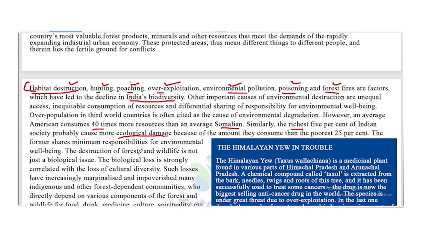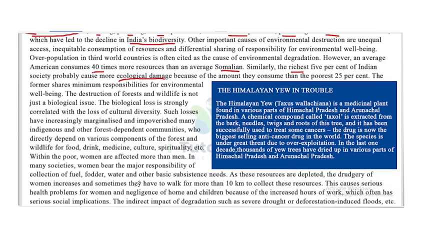The destruction of forest and wildlife is not just a biological issue. The biological loss is strongly correlated with the loss of cultural diversity. Such losses have increasingly marginalized and impoverished many indigenous and other forest-dependent communities who directly depend on various components of the forest and wildlife for food, drink, medicine, culture, spirituality, etc.